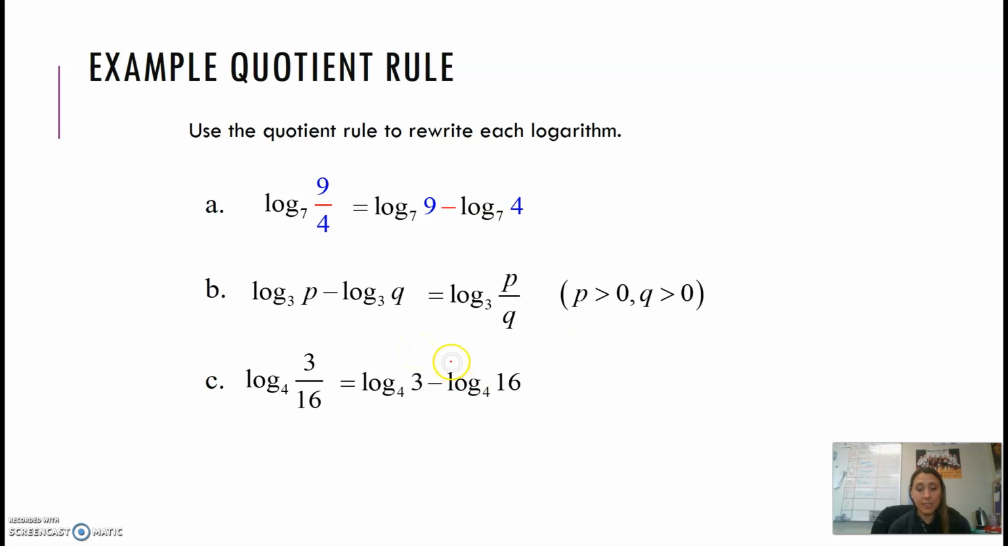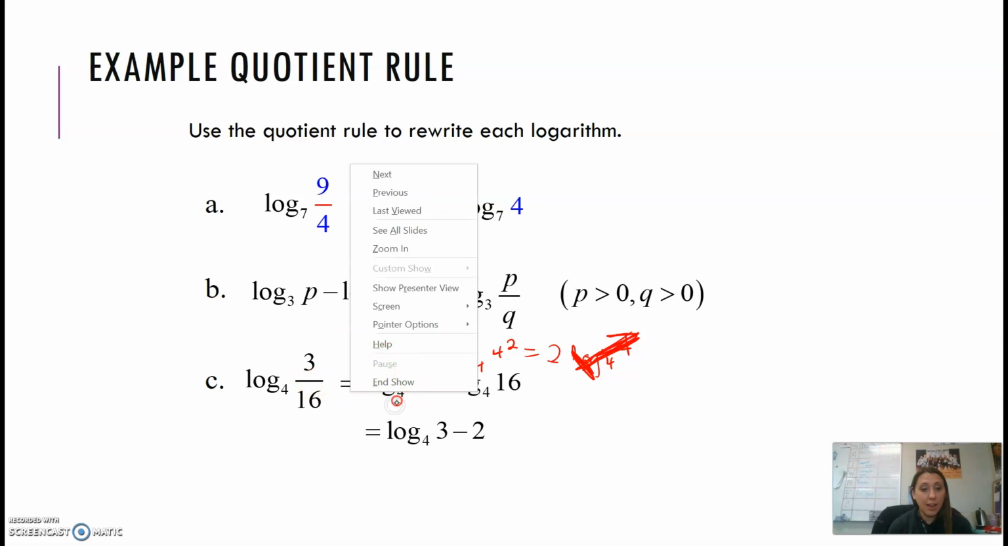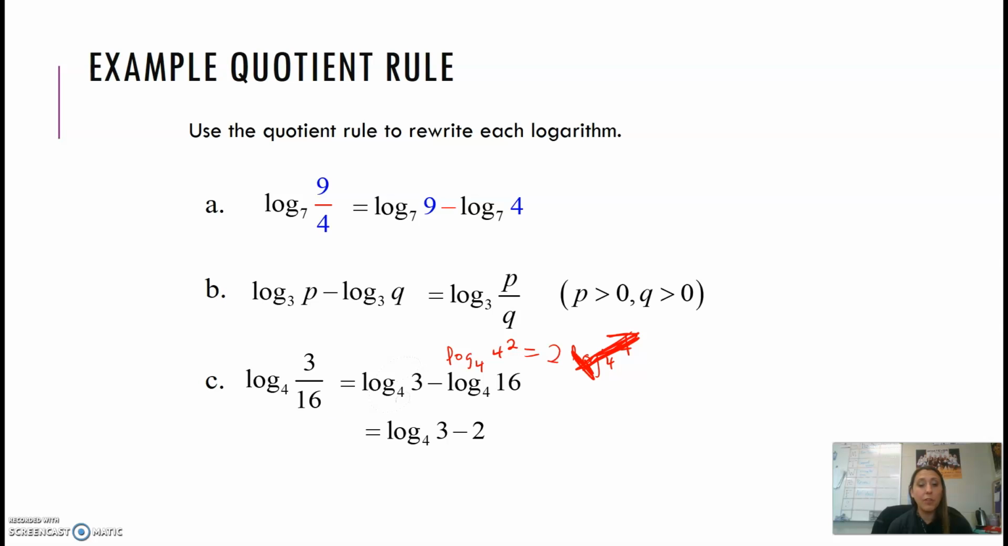I forgot that this is in here. I can rewrite this part as log base 4 of 4 squared. Well, now we have a base here and here. We can use our power rule, throw this out front. So we're going to get 2 log base 4 of 4, and then this turns into a 1. It doesn't disappear. Remember, I don't like saying cancel because I want you to remember that it's 2 times 1, and then that is how we get log base 4 of 3 minus 2.